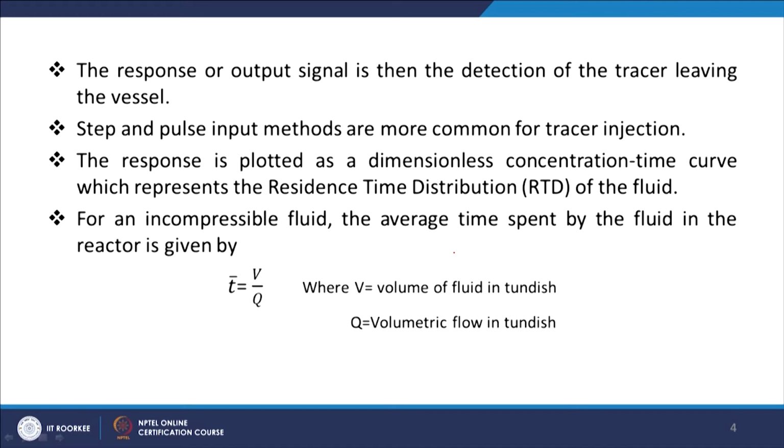As you know, you have a volumetric flow in the tundish, Q, and V is the volume. So, T will be the average time spent by the fluid in the reactor. On an average the fluid particle is going to spend this much. Some of the particles will spend less time than this, some will spend more than this.